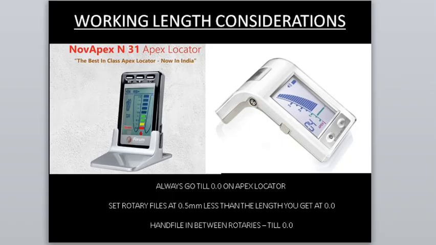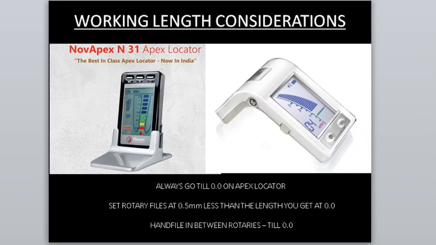Alright, let's move to working length considerations. This is very important because you should know where your endpoint is. So, for simplified guidelines based on a lot of literature on apex locators, we've come to a conclusion that you should always take the length till 0.0 on an apex locator and set your rotary files 0.5 millimeter less than the length you get at 0.0 on the apex locator.